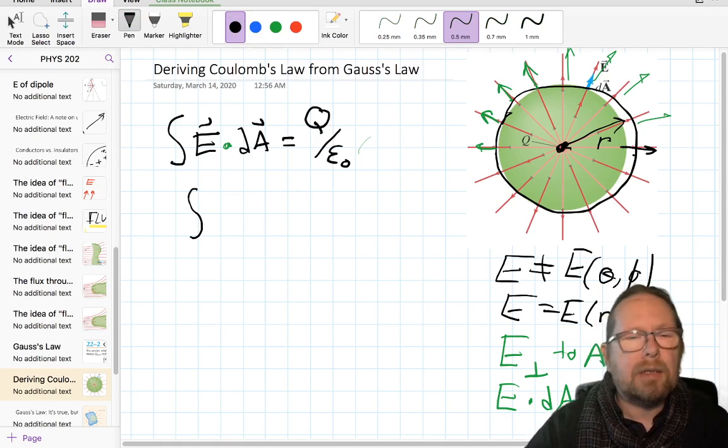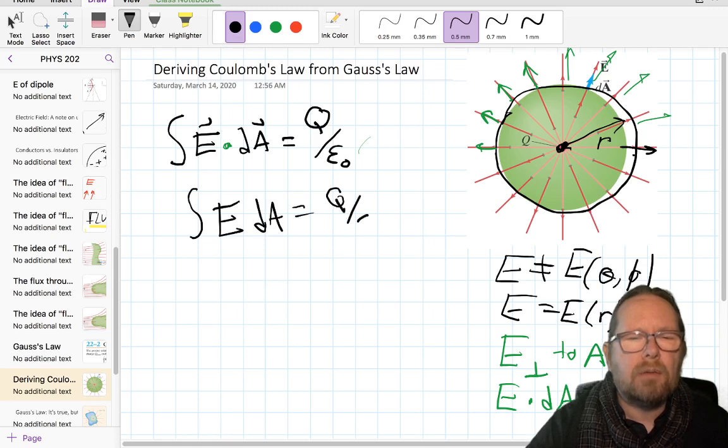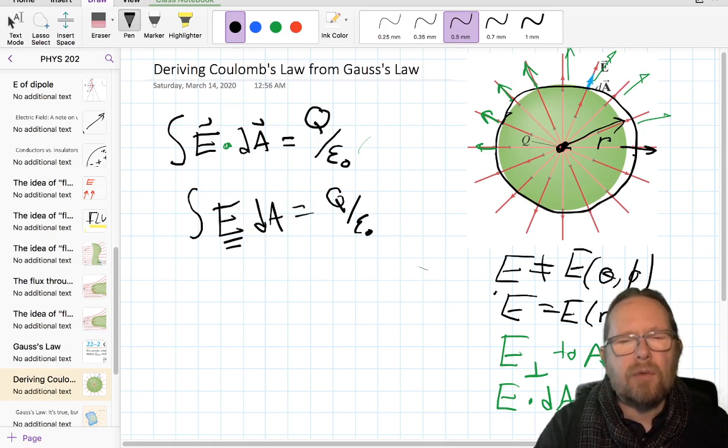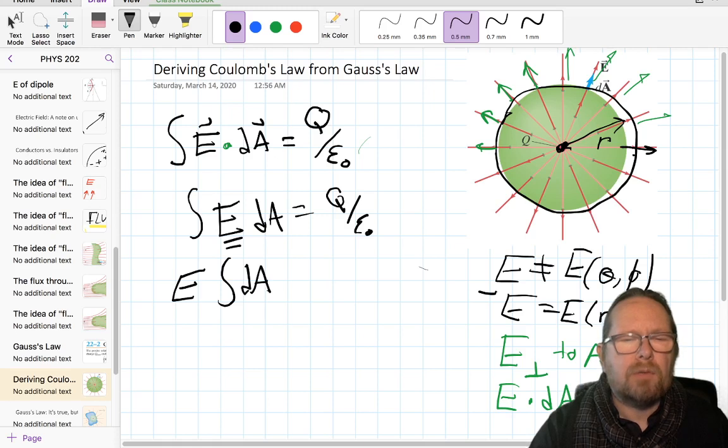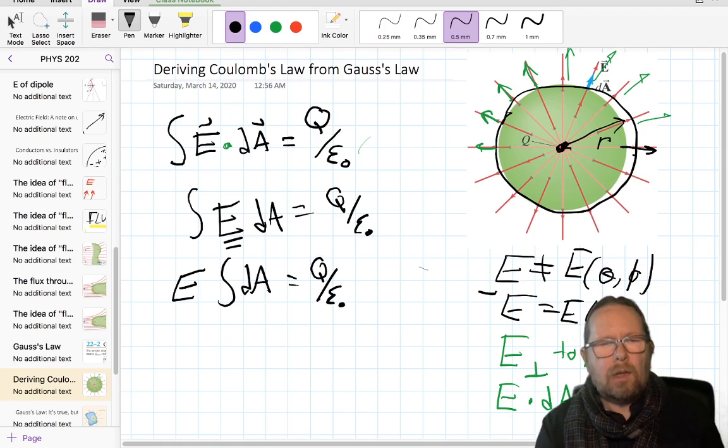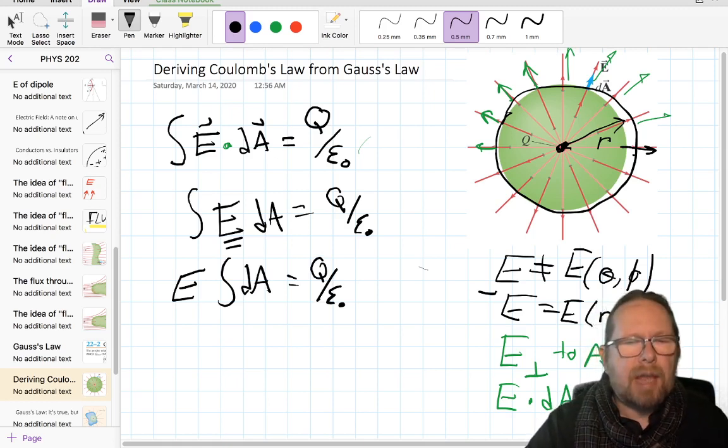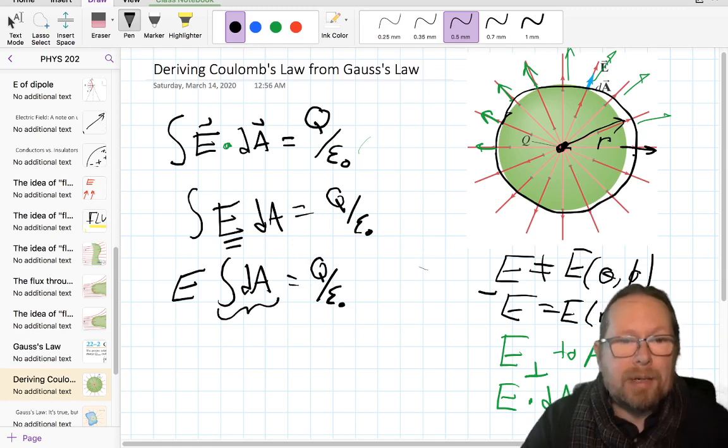The integral of E dot dA is equal to the integral of E dA, and that's equal to the charge over epsilon naught. And since the electric field is just a function of the radius and is the same everywhere on that sphere, I can just write this as E times the integral of dA is equal to Q over epsilon naught. And the integral of dA is just the area of the sphere. The electric field is constant. It doesn't participate in the integration at all.